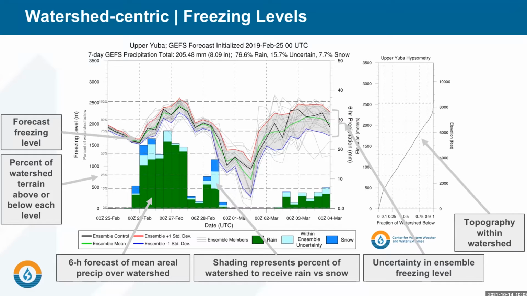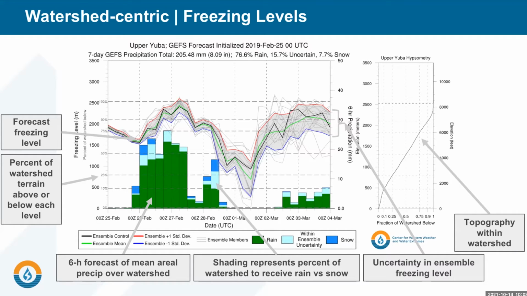That cyan color or lighter blue between the darker blue and the green represents the percent of the watershed that is within the ensemble uncertainty. So basically how much of the watershed is between that red line and that blue line of your forecasted freezing level. Because that's within the uncertainty of the ensemble, based on this forecast, there really isn't a strong indication of whether this would be liquid or frozen precipitation. So we identify that as our range of uncertainty.